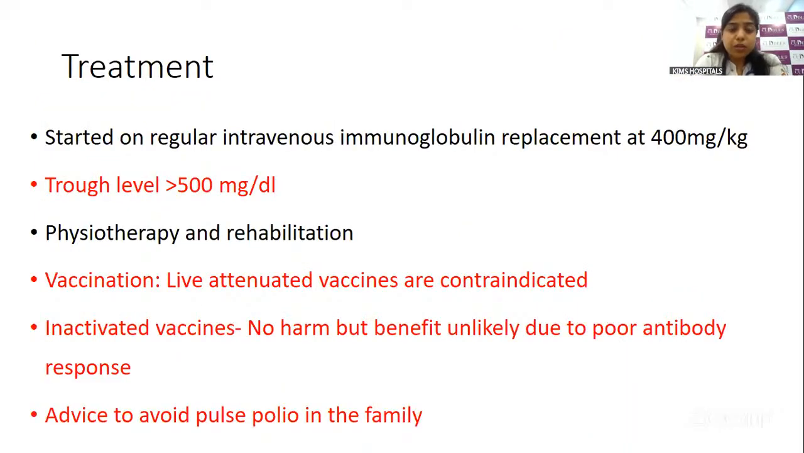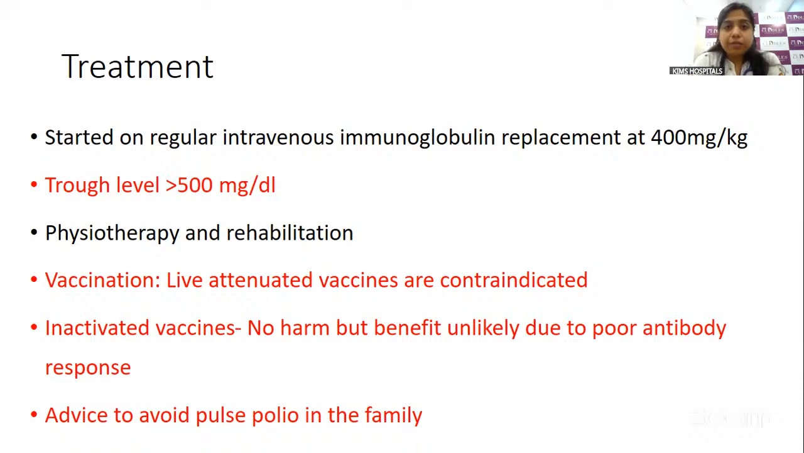The treatment for this child is to start intravenous immunoglobulin therapy, and we should target trough levels of more than 500 mg per deciliter. It's not just starting immunoglobulin replacement therapy given monthly. We should make sure the trough levels are maintained above 500 so that they are infection free and have a better quality of life. For the neurological manifestation, the child was started on physiotherapy and rehabilitation.